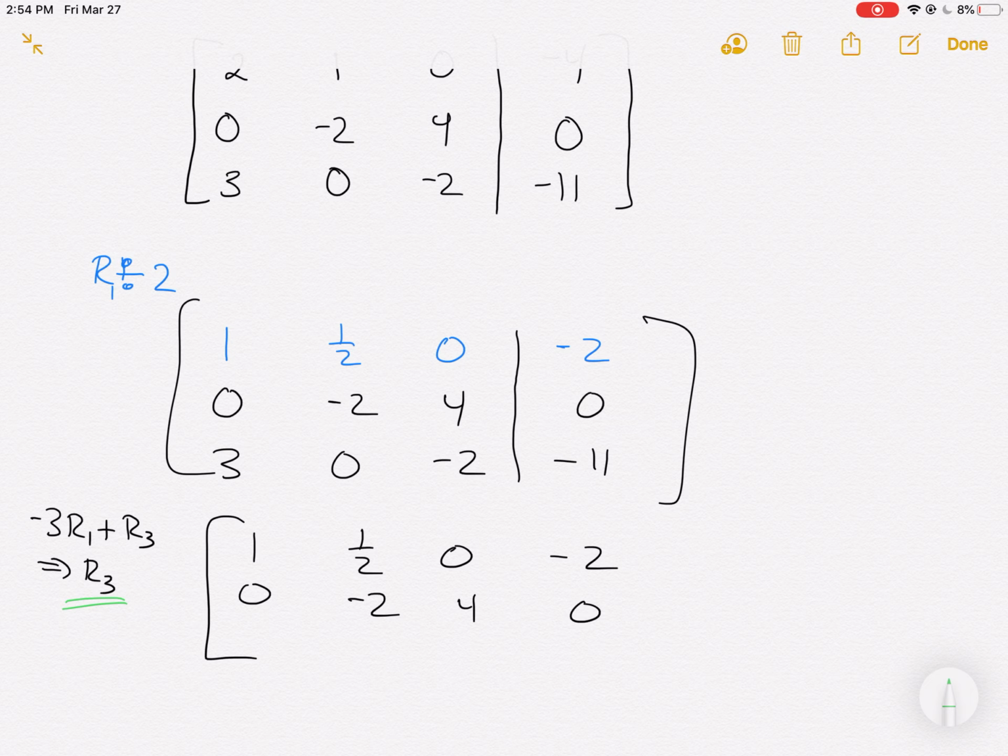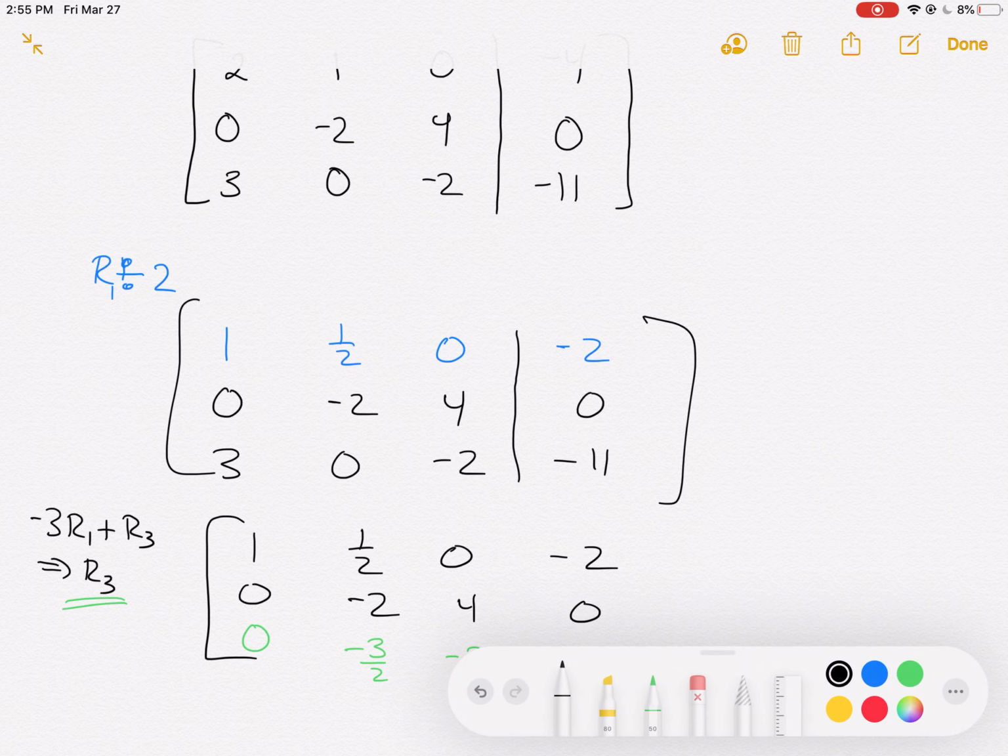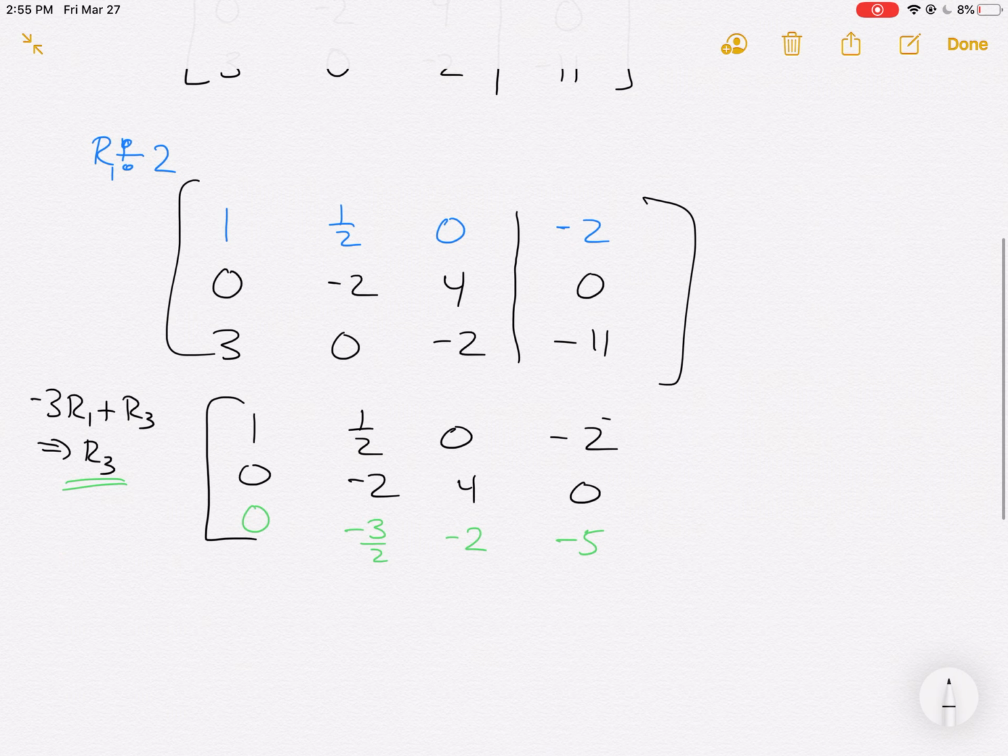What will it look like? Negative 3 times 1 is negative 3, plus 3 is 0. Negative 3 times 1/2 is negative 3/2, plus 0 is still negative 3/2. Negative 3 times 0 is 0, plus negative 2 is still negative 2. And negative 3 times negative 2 is positive 6, minus 11 is negative 5. So that's where we will be right now. And there's my augmented part.